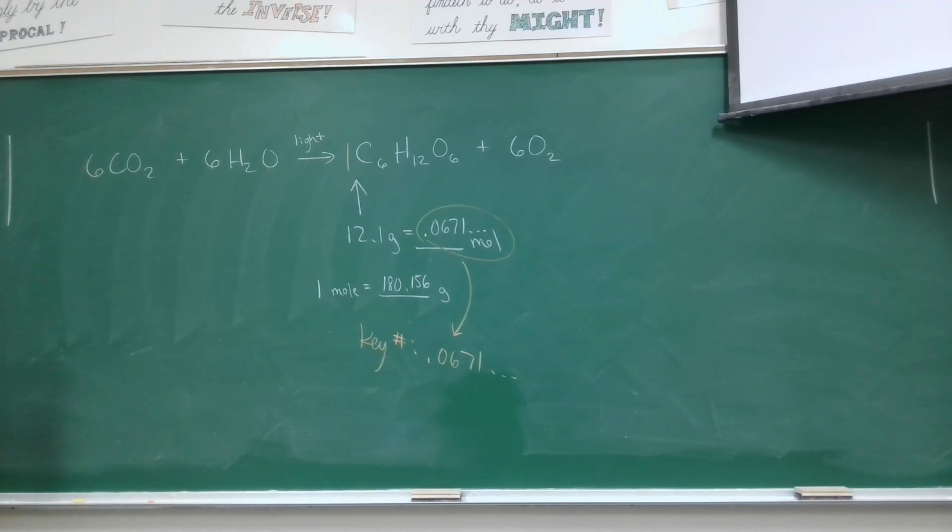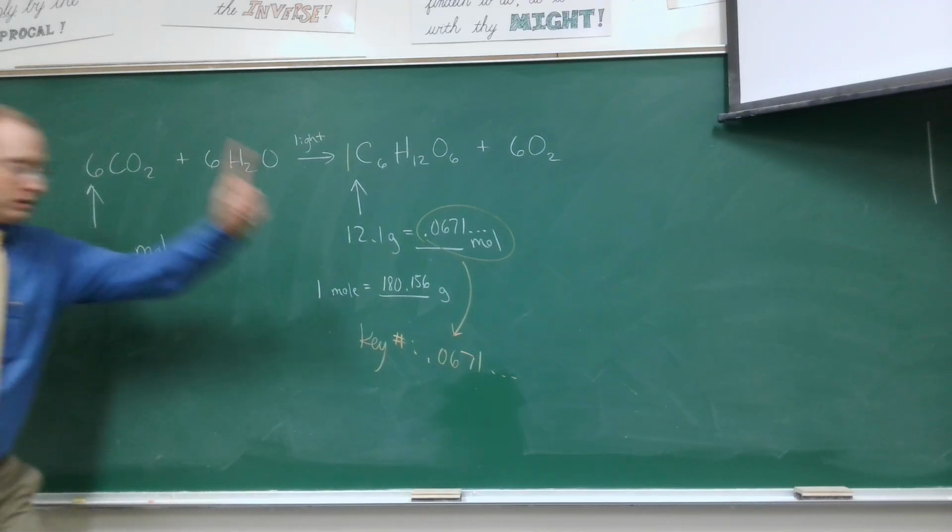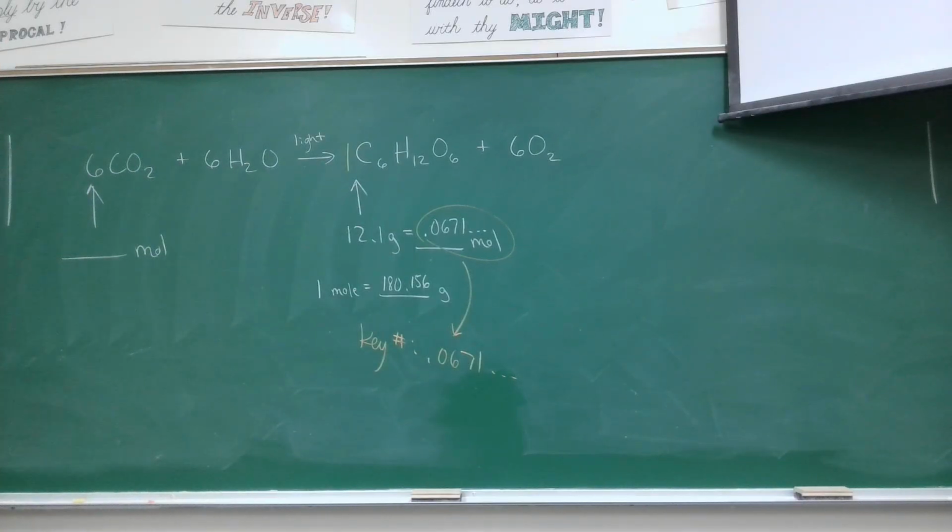So then, part A, how many moles of CO2 are needed? Well, that's right here. How do I figure out the number of moles, class? Multiply the key number times 6. Take that key number, it should still be on your calculator, and multiply by 6. 0.4026, and so on, okay?